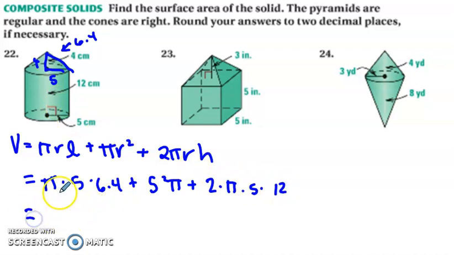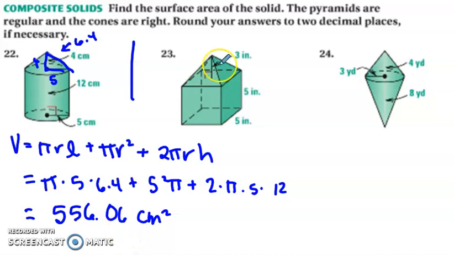Let me go ahead and punch that in my calculator and see what we have left here. Pi times 5 times 6.4 plus 25 pi plus 10 pi times 12. And we're looking at about 556. To 2 decimal places, that would be 0.06. And we're doing surface area, so that's going to be square centimeters.